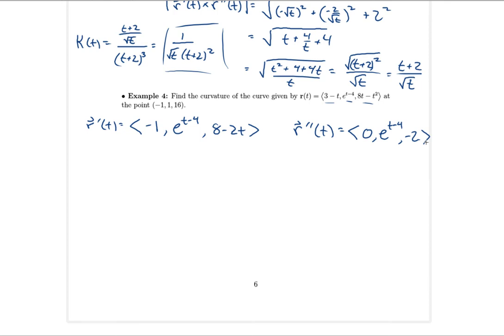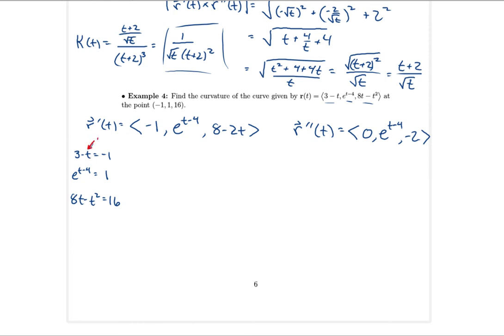All right, now they want us to do this at the point (-1, 1, 16), right? So we have to know what t that's actually associated with. So we're going to set 3 minus t equal to negative 1, e to the t minus 4 equal to 1, and 8t minus t squared equals 16. So here it's pretty apparent that t should be 4, right?